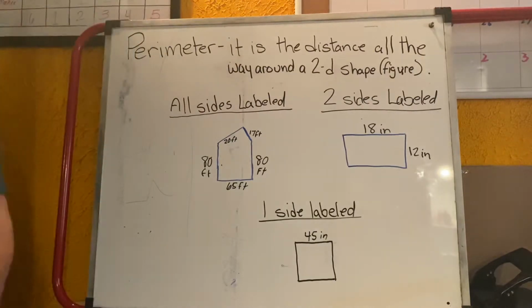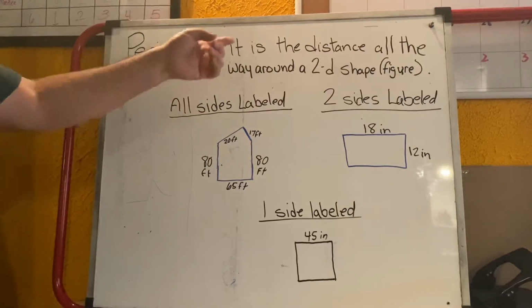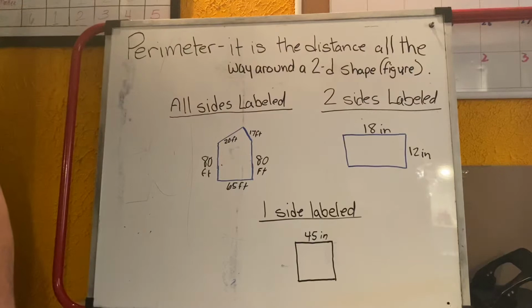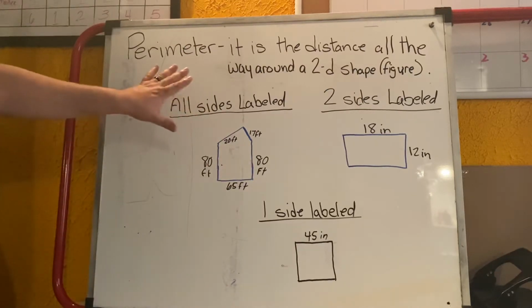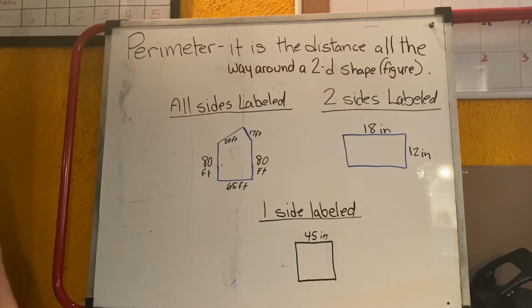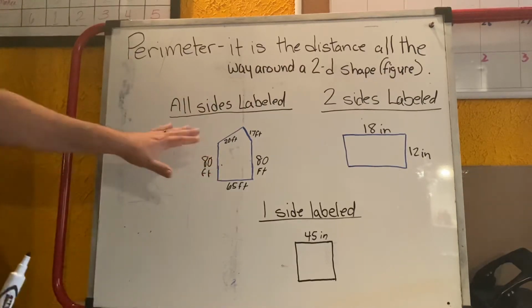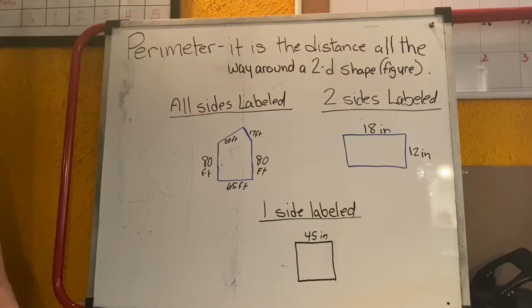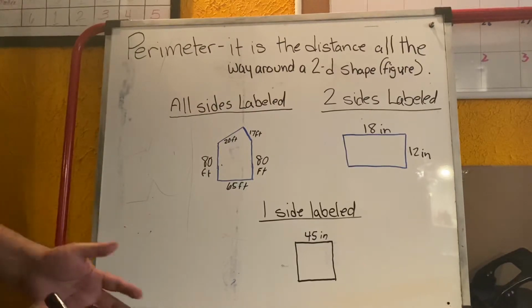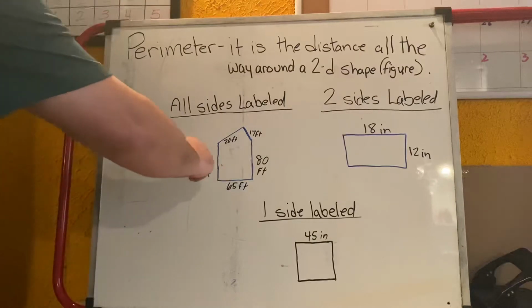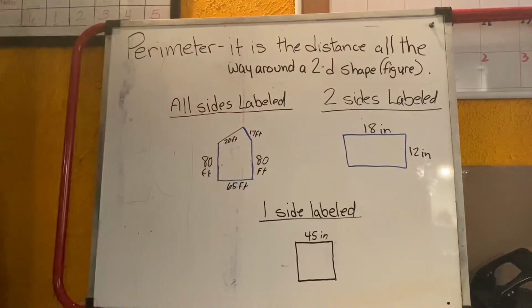Today we're going to be talking about perimeter. What is perimeter? Perimeter is the distance all the way around a 2D shape or figure. We have three ways of figuring out perimeter at the moment. The first way is when all the sides are labeled. When all the sides are labeled, you just have to put everything together.